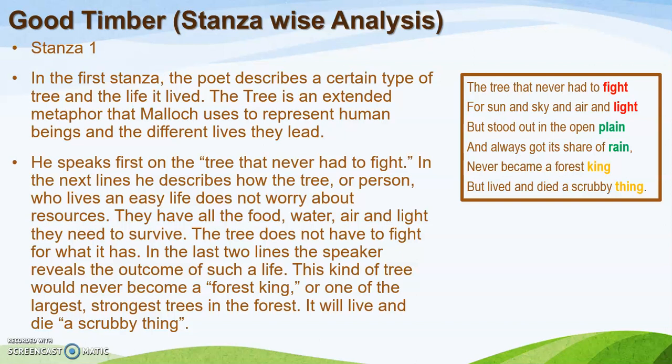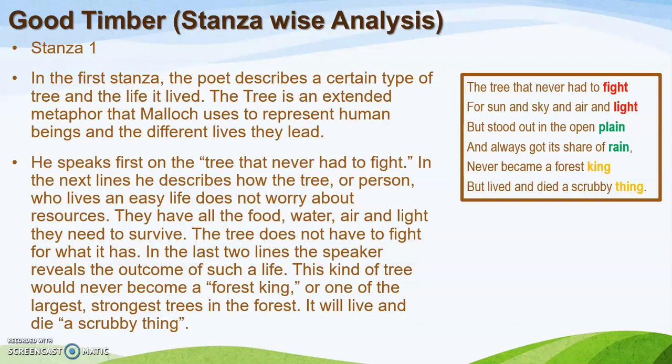He never had to fight for the sunlight. He never had to fight for the sky. He never had to fight for air or light to grow, because he was never crowded. He was standing in an open plain without any competition, without any hardship, without any prospects of fighting for what he wanted in his life. In the next line, he describes how the tree, or a person who lives an easy life, does not worry about resources. They have all the food, water, air, light they need to survive. The tree does not have to fight for what it has.